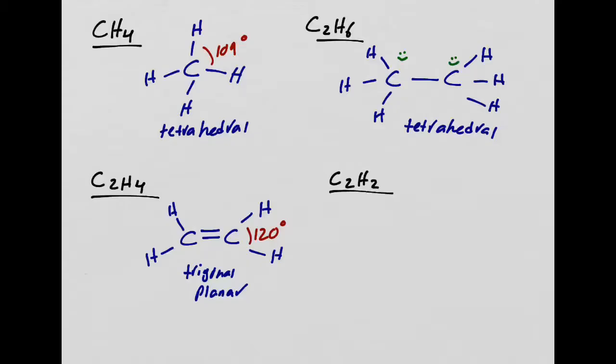C2H2. Again, we've done this before, that's why I'm going a little bit faster. I want to attach the carbons together. I have 2 hydrogens, so each carbon gets 1 hydrogen. Now, is the carbon happy? The carbon is not happy. Each carbon has 2 bonds. How many bonds does it need? Carbon needs 4 bonds, so I'm going to make it a triple bond. Now, this carbon has 1, 2, 3, 4. This carbon has 1, 2, 3, 4. I'm good. What's the geometry?